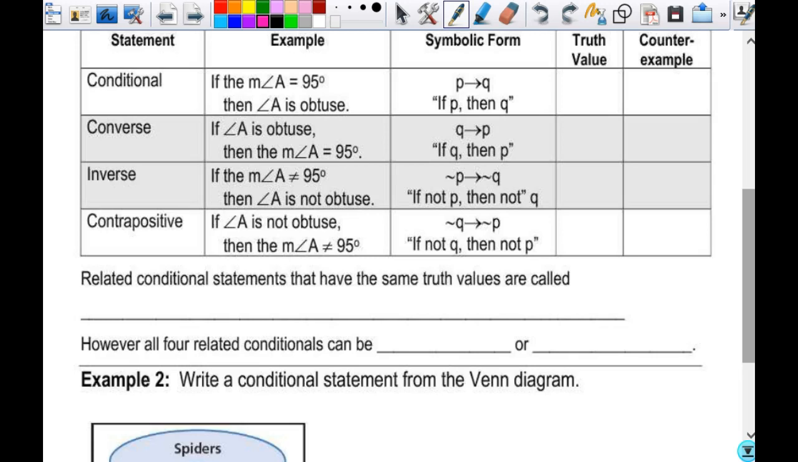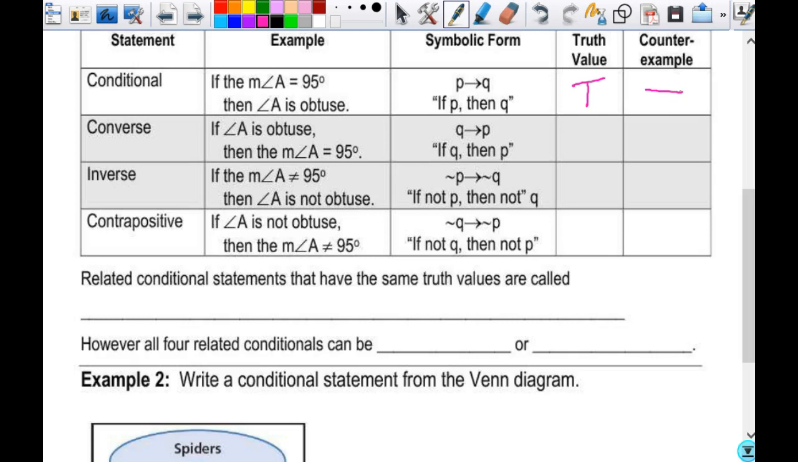So it says if the measure of angle A equals 95 degrees, then angle A is obtuse. Is that a true or false statement? I only heard one true. I'm a little worried. True. Okay. It is true. So if it is true, there is no counterexample because it's true. So the converse. We reverse them and say, if angle A is obtuse, then the measure of angle A is 95 degrees. Is that true or false?